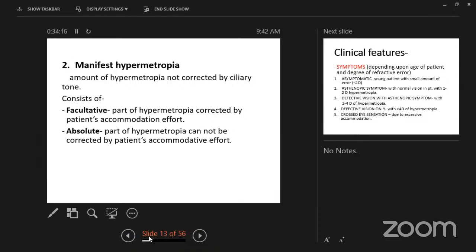Generally, what is the accepted difference between the manifest hypermetropia which you have measured by fogging and the cycloplegic refraction? What is the difference? The accepted difference is 1 diopter.